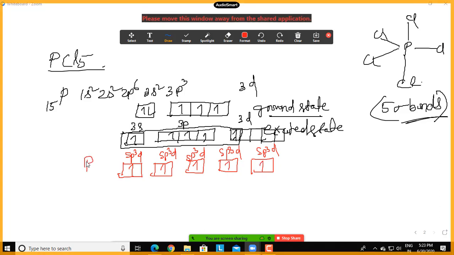This is phosphorus. Now phosphorus is making bond with chlorine. So chlorine, what is there? Chlorine 3pz is there vacant. So 3pz you can write 3px1, 3py1 or 3pz1.